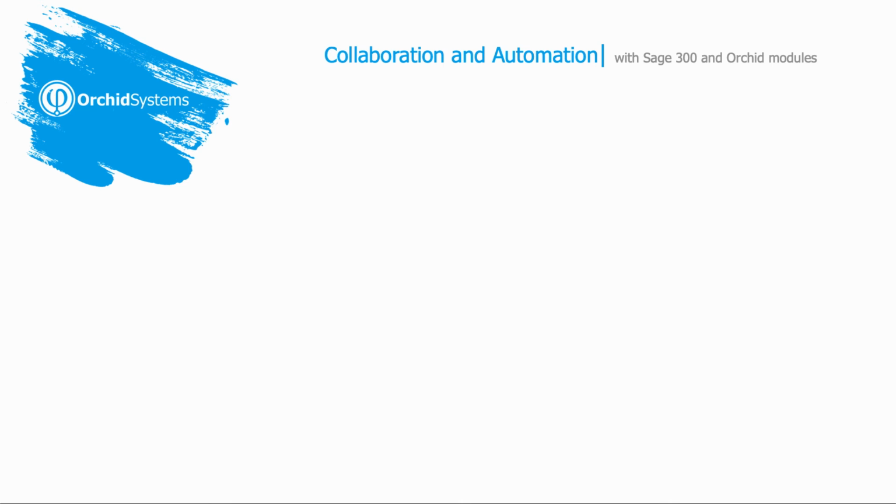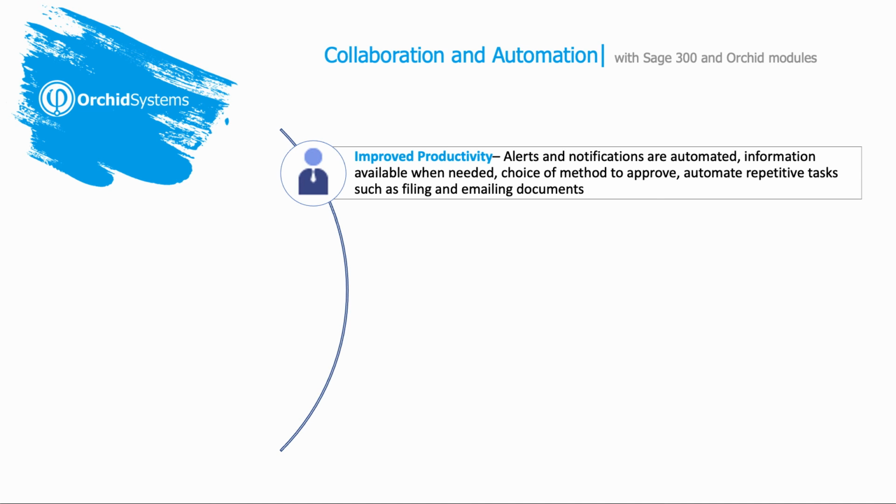Overall, in this presentation, we've demonstrated 3 scenarios around purchase and vendor processes using Sage 300 and various Orchid modules. To help improve productivity using alerts and notifications that are automated, the information is available when needed. You have a choice of the method to approve. Repetitive tasks such as filing and emailing documents can be automated.